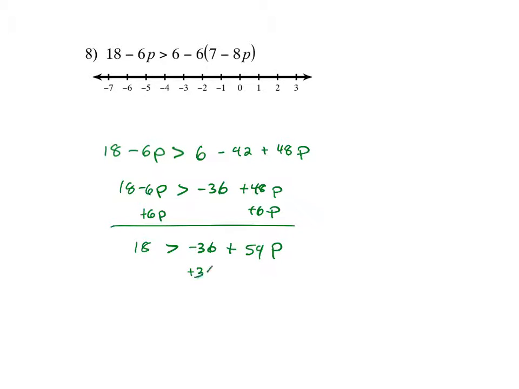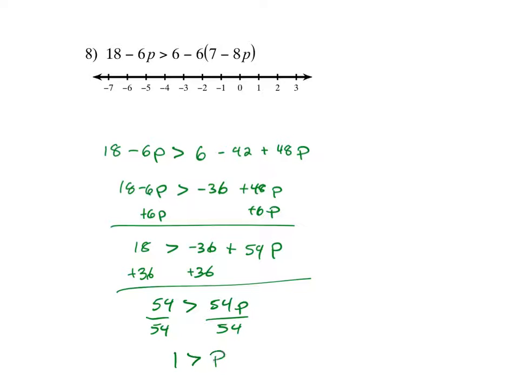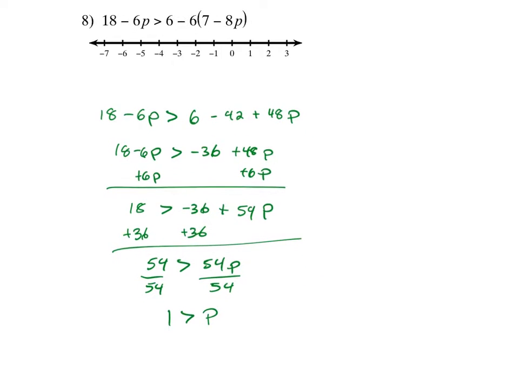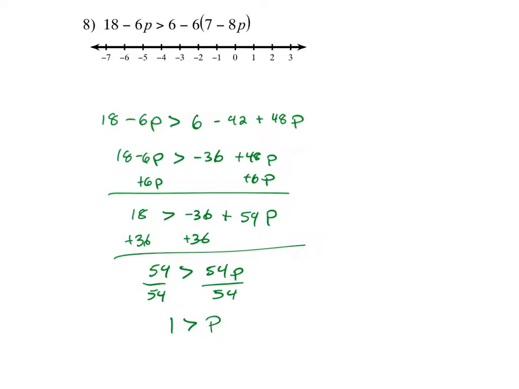And I'm going to add 36 on both sides. So 54 is greater than 54p. And now I'm just going to divide by 54. So that means that 1 is greater than p. Again, let's read it right there. 1 is greater than p. That means that if I go the other way, p is less than 1.